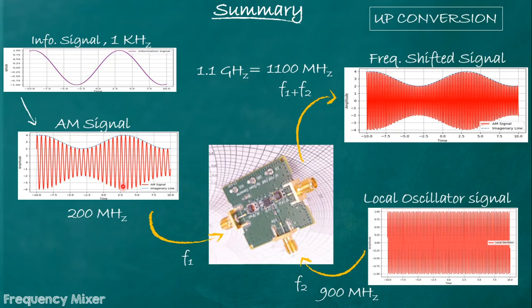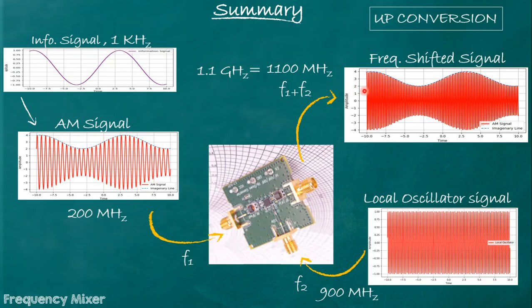So in this case, apply your carrier signal with a frequency of 200 megahertz to one input of the mixer. Apply another sinusoidal wave generated by a local oscillator with a frequency of 900 megahertz to the other input of the mixer. Tune your filter, at the output of the mixer, to the sum frequency, which is f1 plus f2. As a result, you will get an output of 200 megahertz plus 900 megahertz, which is 1100 megahertz, equal to 1.1 gigahertz.